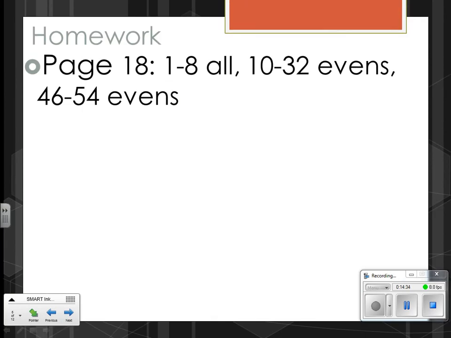First part of the homework's up there. We're going to split this up a little bit. You've got page 18, 1 through 8 all, 10 through 32 evens, 46 through 54 evens. We're going to go ahead and do 1 through 8 together now. And then once that's done, we'll go back and finish the next section and do the same thing there. Don't put your notes away yet, but you can go ahead and get out the paper that you're going to do your homework on, and then get your books open to that page and start looking at it.